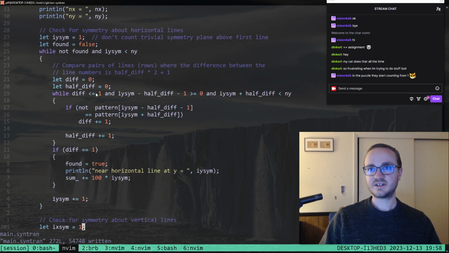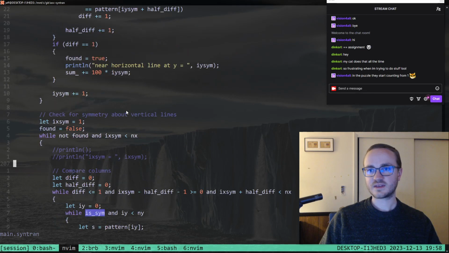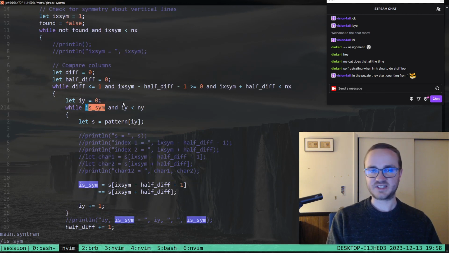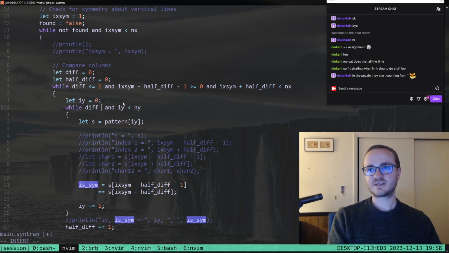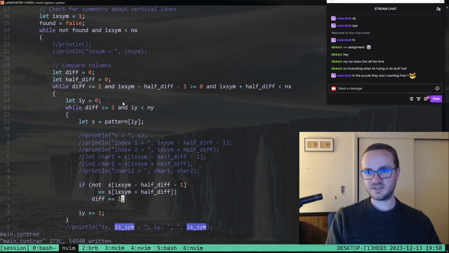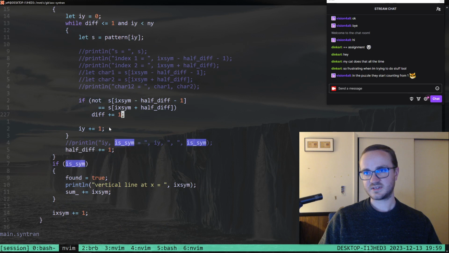Is that what I did? Diff less than or equal to 1. And I have this condition twice for this check because of the way that character matrices and string vectors are inconsistently indexed in Syntran. And then this is if not diff plus equals 1. Is that the same as what I did earlier? Yeah, if not equals diff plus equals 1. I think that's correct.